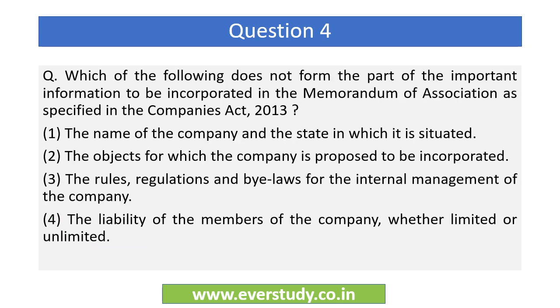Now let's move to the next question. Which of the following does not form part of the important information which is to be incorporated in the Memorandum of Association as specified in the Companies Act 2013? Options are: the name of the company and the state in which it is situated; the objects for which the company is proposed to be incorporated; the rules, regulations and bylaws for the internal management of the company; the liability of the members of the company, whether limited or unlimited.